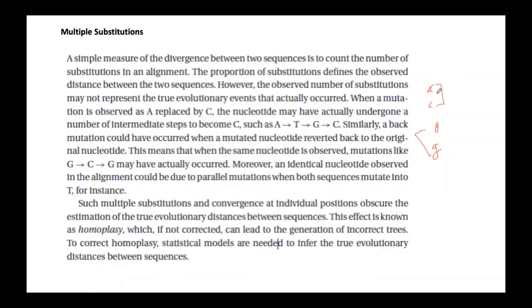It could be possible that for this A to C, what you are seeing today, actually multiple events happened before this change. For example, A might have gone to T, and the thymine might have changed to guanine, and that ultimately came to C. But when you compare the two sequences, you can see only A changed to C. So we are missing these two events, and that can mislead the phylogenetic analysis.